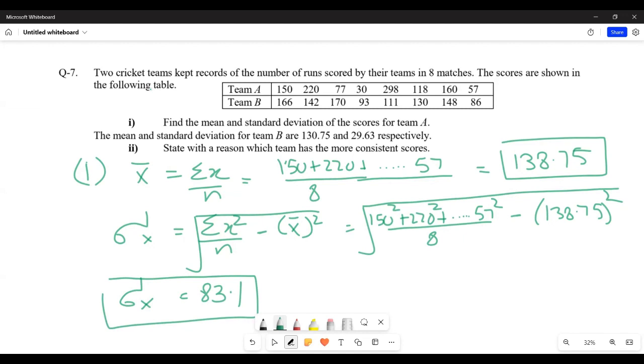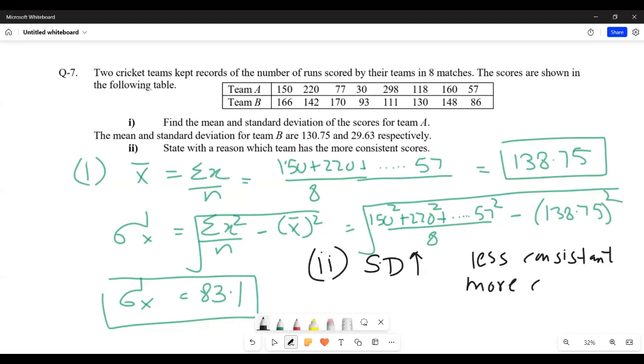Next part is the mean and standard deviation for team B, which is 150.75 and 29.63. State with the reason which team has more consistent score. So consistency is dependent on standard deviation. The bigger the standard deviation, the less consistent the data. And similarly, the smaller the standard deviation, the more consistent. So we're looking for the more consistent data, which means we need the one with smaller standard deviation.